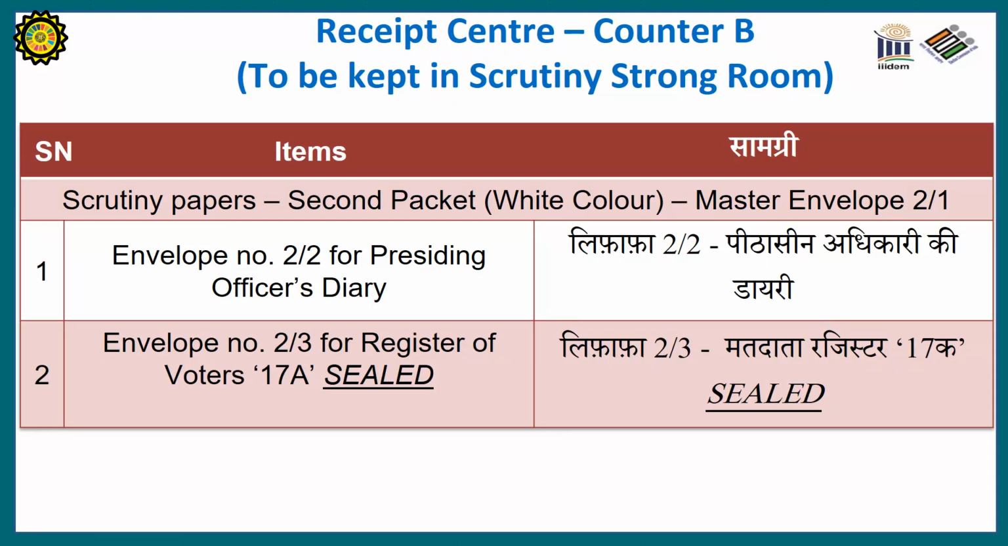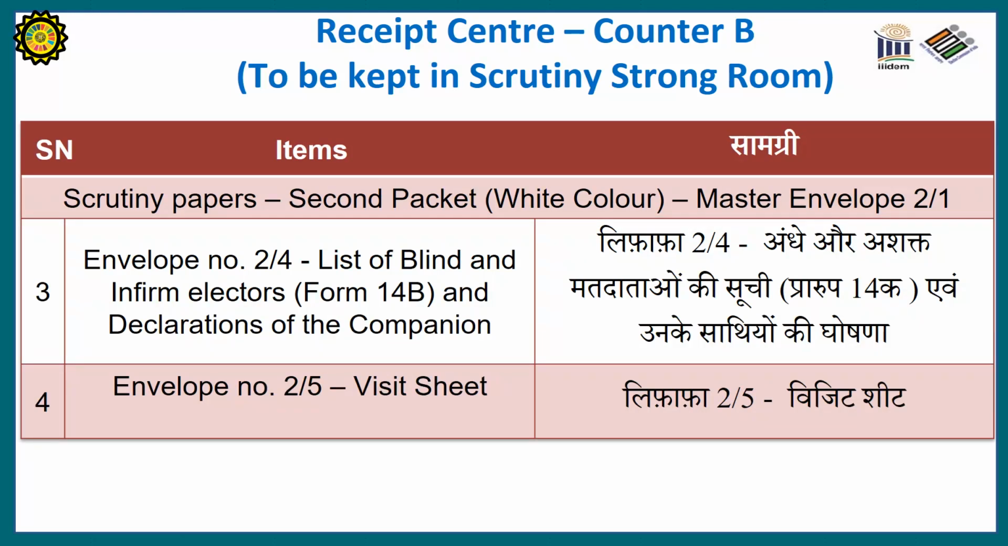The second counter will be counter B, known as the scrutiny strong room. The master envelope for the scrutiny strong room will be white in color, and this master envelope will contain the envelope for presiding officer's diary, sealed envelope for register of voters, that is form 17A, envelope having the list of blind and infirm electors and declarations of their companion, and envelope having visit sheet.